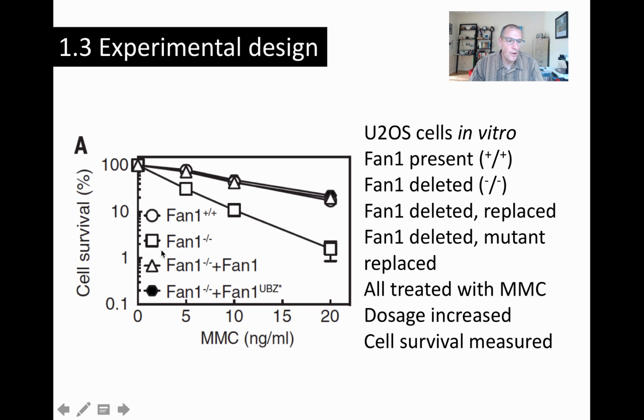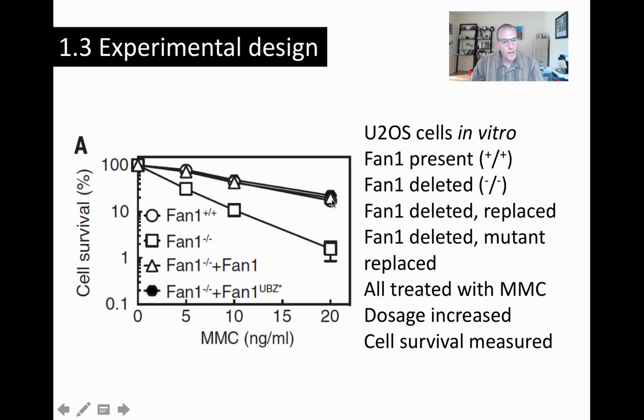So let's take a look at that data to start with. That's the circle on the graph and the square on the graph. Let's look at the circle. As the concentration of drug goes up from 0 to 20 nanograms per mil, when FAN1 is present, that's the circles, even with 20 nanograms per mil of mitomycin C, you're down here at about, I don't know, 25 to 30% cell survival.